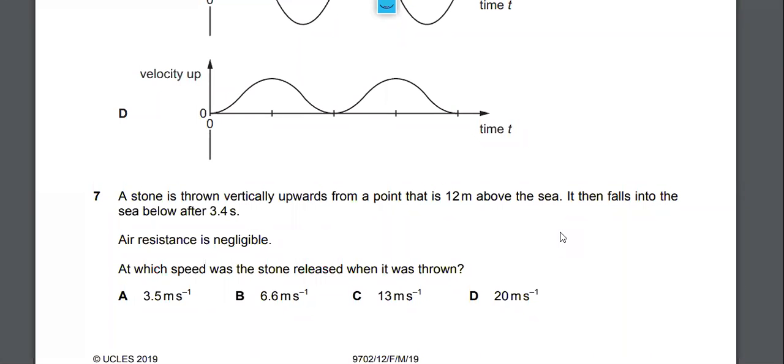So review. We've got question 7, which says a stone is thrown vertically upwards from a point that is 12 meters above the sea. It then falls into the sea below after 3.4 seconds.